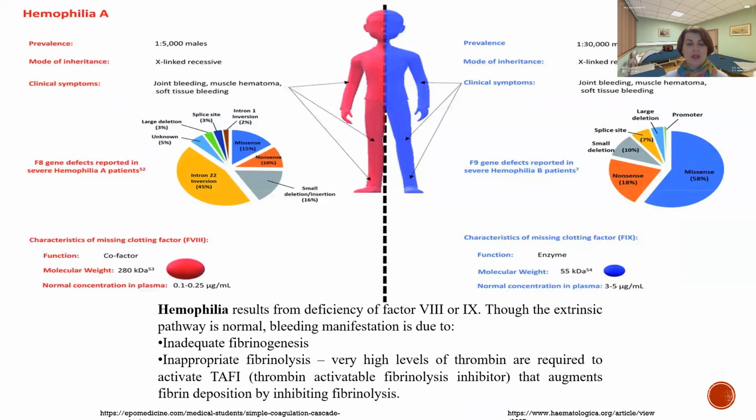In hemophilia, as a result of the deficient factor, the extrinsic pathway is normal in this case, and bleeding manifestation is due to inadequate fibrin generation and inappropriate fibrinolysis. Very high levels of thrombin are required to activate thrombin-activatable fibrinolysis inhibitors that augment fibrin deposition by inhibiting fibrinolysis. So in case of hemophilia A, clotting factor 8 is a cofactor. In case of hemophilia B, clotting factor 9 is actually an enzyme.